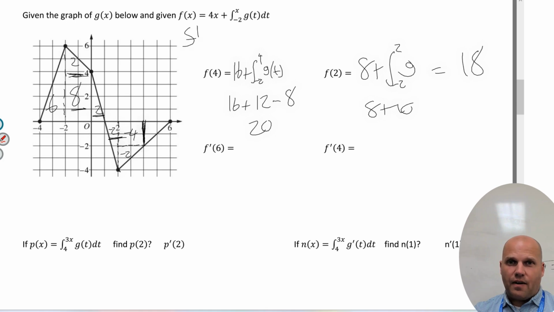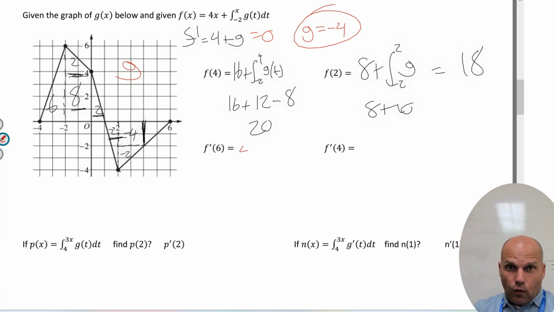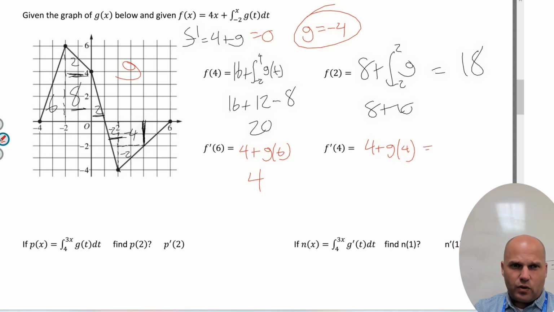Okay, the derivative of f is 4 plus g. This is the graph of g. Don't change your letters. Just adjust and adapt to what you have. All right. 4 plus g is f prime. If I'm wanting to look at when this is equal to 0, that means I'm looking at when g equals negative 4. 4 plus g of 6 is what I'm trying to find. G of 6 is 0, so I get 4. 4 plus g of 4. G of 4 is negative 2, so it's 4 plus negative 2, just 2.